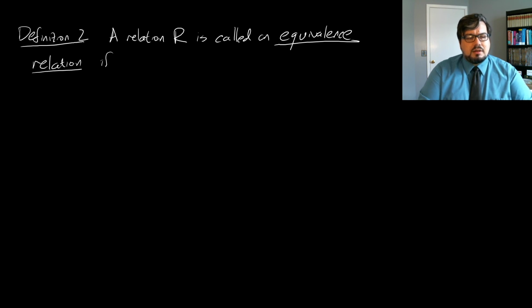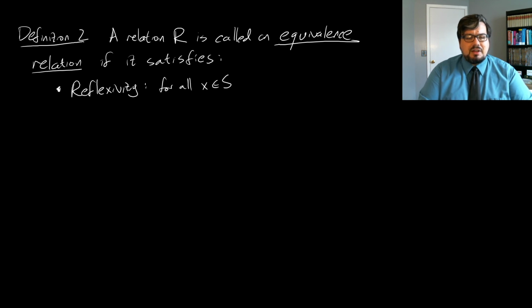A relation R is called an equivalence relation if it satisfies the following three conditions. If it satisfies reflexivity, which means that for all x in the underlying set, x is related to x.